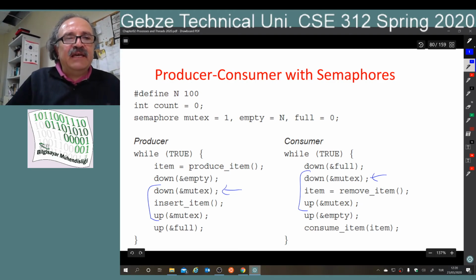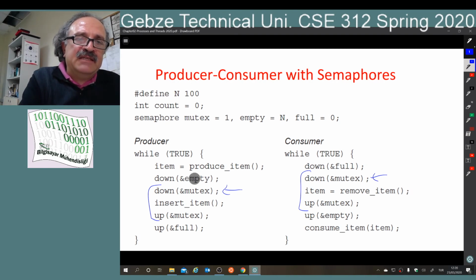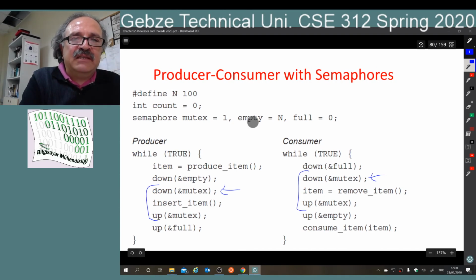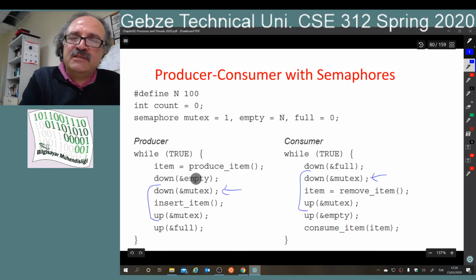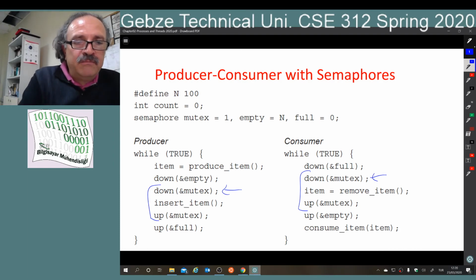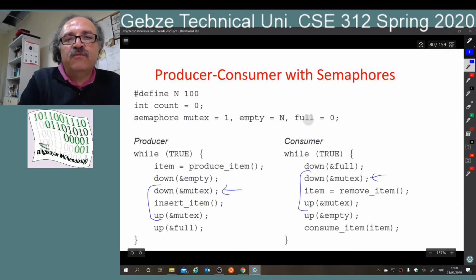It says that as a producer, I need to decrement the number of empty slots first. So decrement is empty, which is 100 at the beginning. Since it is not 0, I will down it. I will decrement it. I will down my mutex. I will insert my item. I will up my mutex. But see, I don't up my empty.